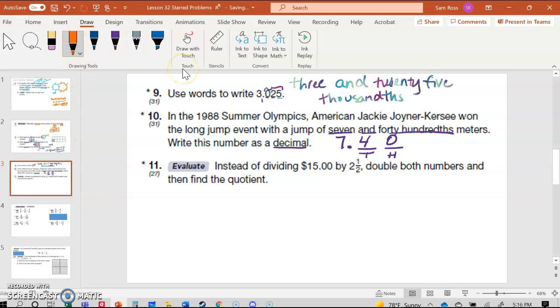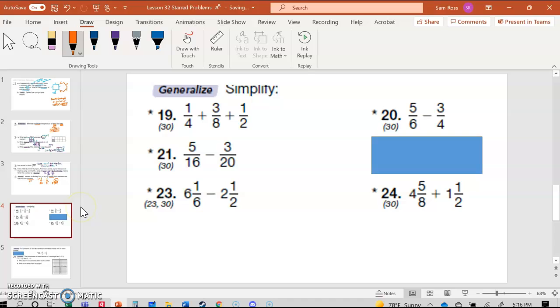All right. Instead of dividing 15 by 2.5, double both numbers and find the quotient, which is the answer to a division problem. So if I double this, 2 times 15 is 30, and I double this, I get 5. 30 divided by 5 is 6. All right, don't worry about this blue square. It's covering up a non-starred problem you are going to do on your own.